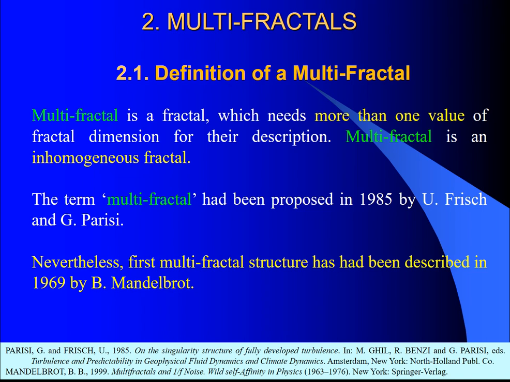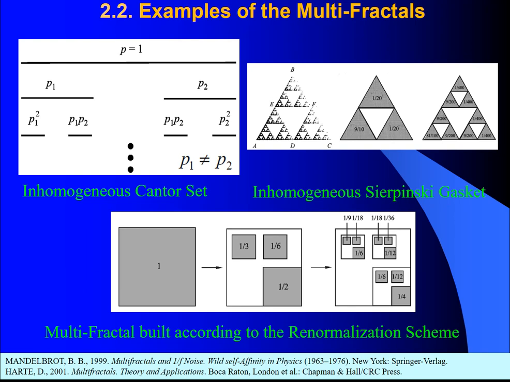It is well known that a multifractal is a fractal which needs more than one value of fractal dimension for its description. A multifractal is an inhomogeneous fractal, while a monofractal is a homogeneous fractal. The term multifractal was proposed by Frisch and Parisi. These examples describe what a multifractal is. A multifractal has some statistical properties which don't exist for monofractals. And these are the inhomogeneous Cantor set, the inhomogeneous Sierpinski gasket, and a multifractal which can be built on a renormalization scheme.